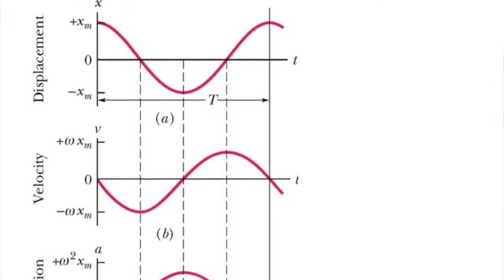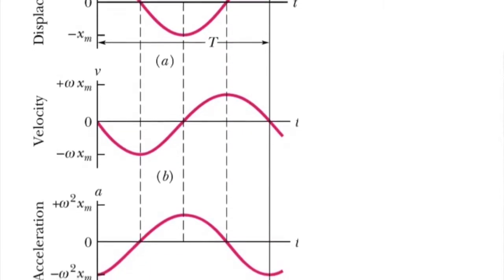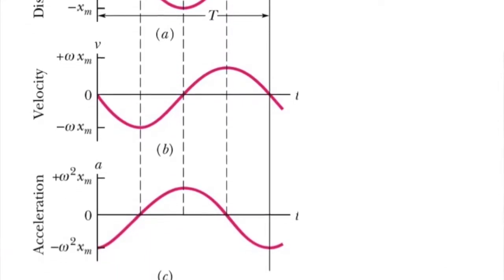Okay, simple harmonic motion and uniform circular motion. This is where if you take a circle, as the circle goes around, if you were to keep track of the position with respect to time, the velocity with respect to time, the acceleration with respect to time, that would give you simple harmonic motion, if you pay attention to it as it moves in one dimension back and forth.